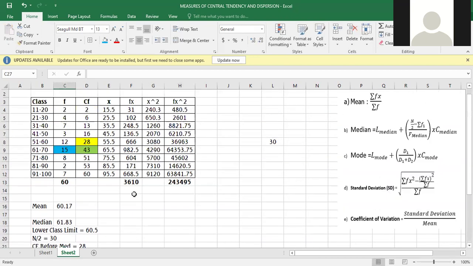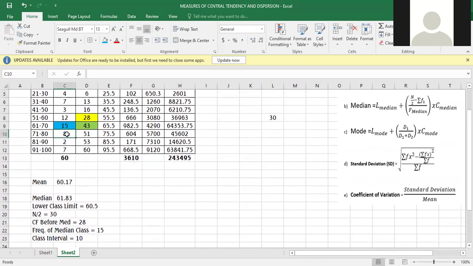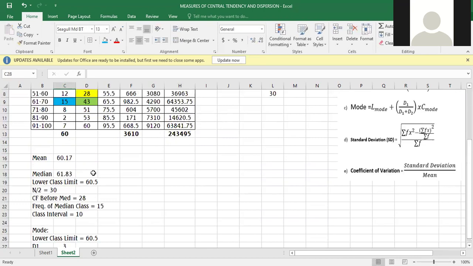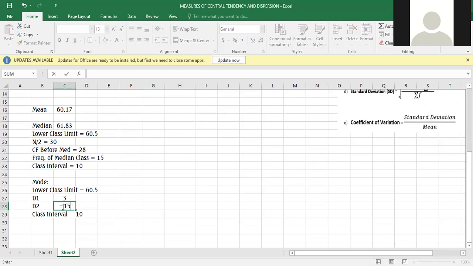How do we get our D1? Our D1 is the frequency of the modal class minus the frequency of the class before it. And D2 is the frequency of the modal class minus the frequency of the class after the modal class. So that will be 8 for this one. This one is 12. So this one would be 15 minus 12. Am I correct? I got 3. While this one would be 15 minus 8. I got 7. Class interval.